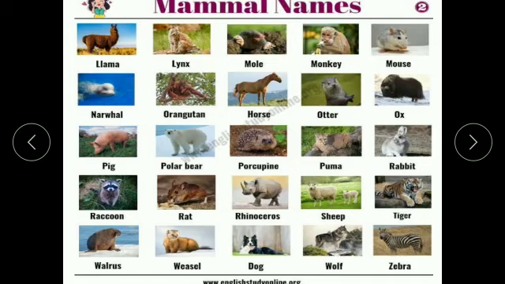Now, all these creatures together are called mammals. Most of them have fur and hair. Okay, and this group of animals have proper lungs to breathe. Okay, and they have well developed senses also. Okay, so and these creatures, most of them, they don't lay eggs.